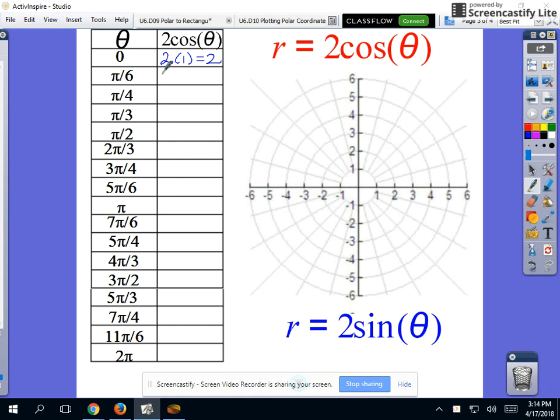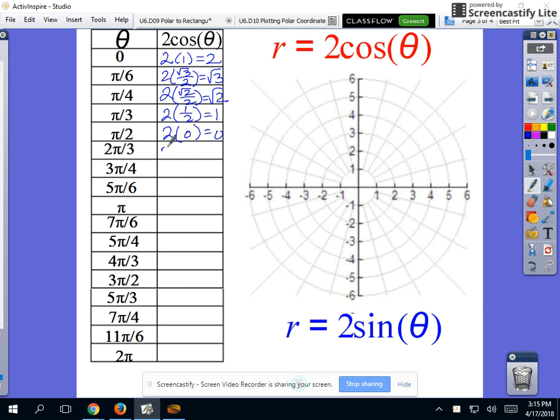Now let's think of pi over 6. Cosine of pi over 6 is root 3 over 2, so 2 times that is root 3. Pi over 4 is what we're going to plug in next. 2 times cosine of pi over 4, that is root 2 over 2, which is root 2. Let's move to pi over 3. 2 times cosine of pi over 3 is 1/2, which is 1. It's not too bad. And then at pi over 2, 2 times 0, that equals 0.